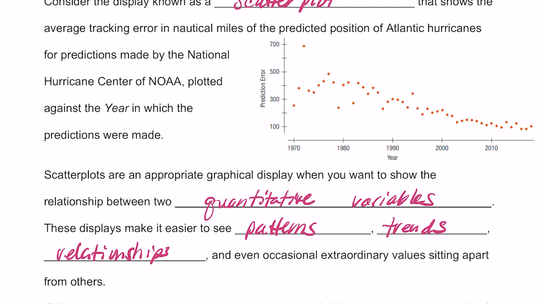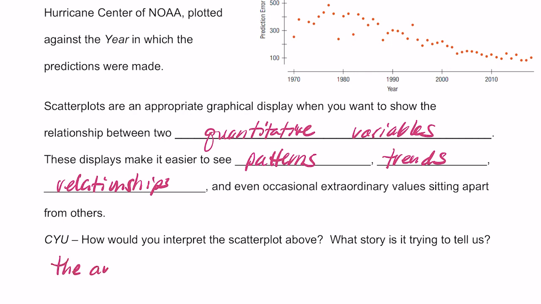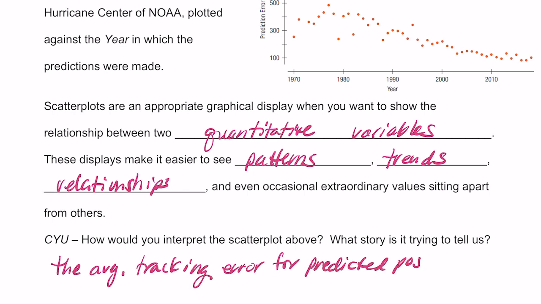In looking at the scatter plot, we can see that as the years are increasing, the prediction errors tend to decrease. There's also a very high prediction error made back in the 1970s. So the average tracking error for predicted position of Atlantic hurricanes, we want to be as specific as possible, and always relate the problem back to the context, has decreased over time.